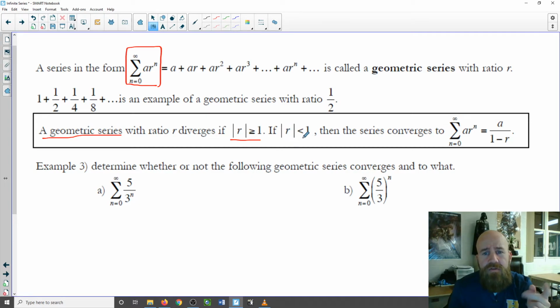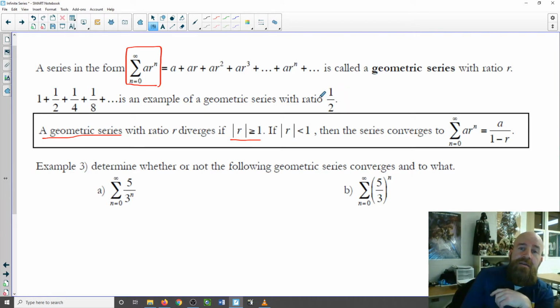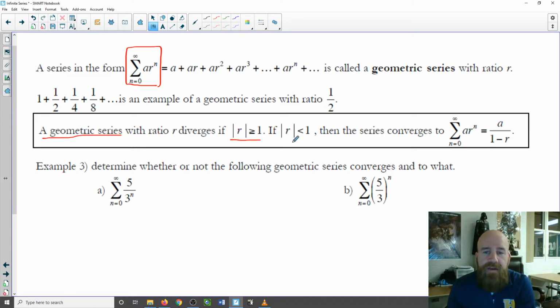If the r value is less than 1, so in the example up here, the r value would have been 1/2. We're multiplying by 1/2 over and over again. We know that this converges. We can definitely say it converges to a value. It's not possibly convergent. We know it converges if the absolute value of r is less than 1.